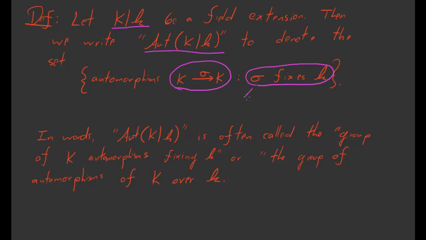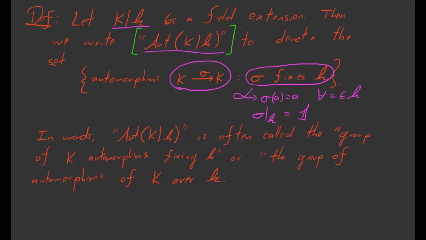And remember, this just means that sigma of a is equal to a for all a inside of little k, or equivalently that sigma restricted to little k is equal to the identity. That's what it means when we say that sigma fixes little k. Okay, and in words, this set is often called the group of automorphisms of K fixing k, or the group of automorphisms of K over k.